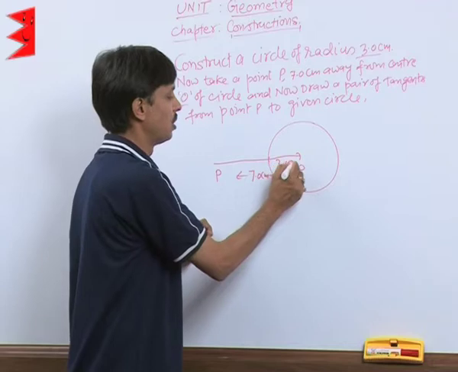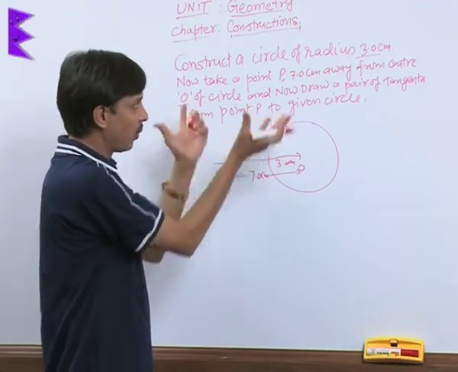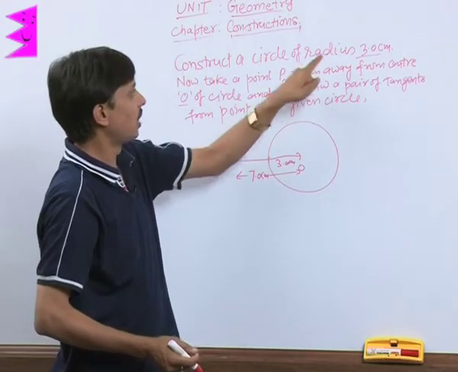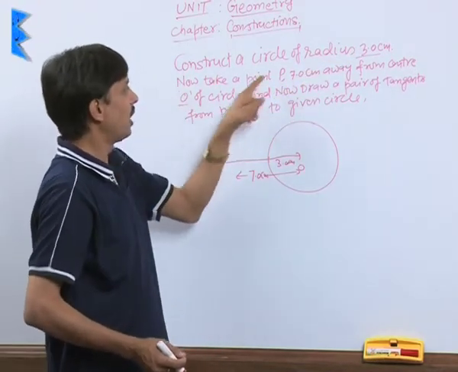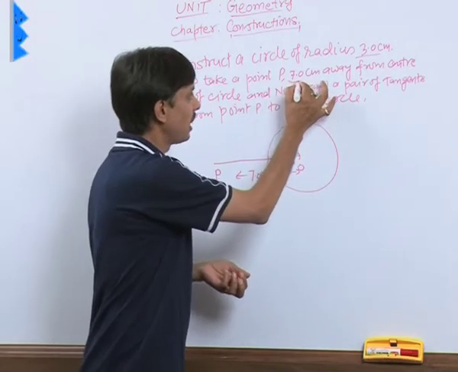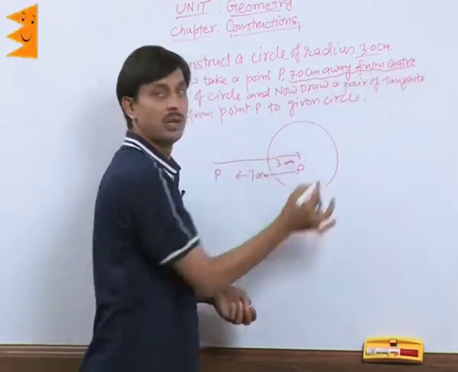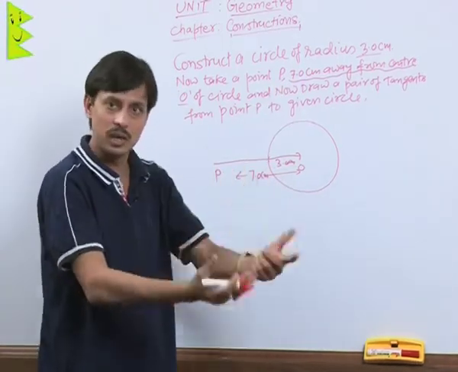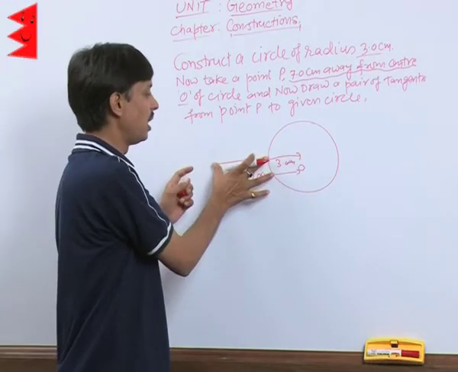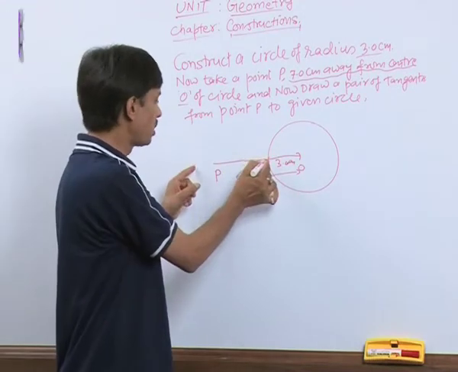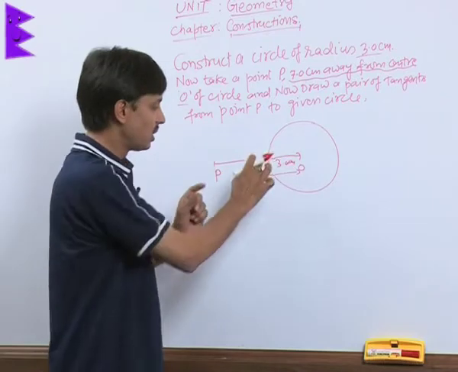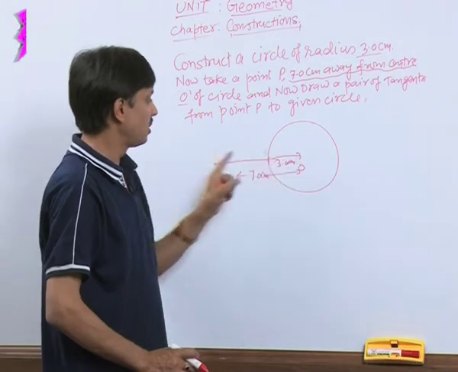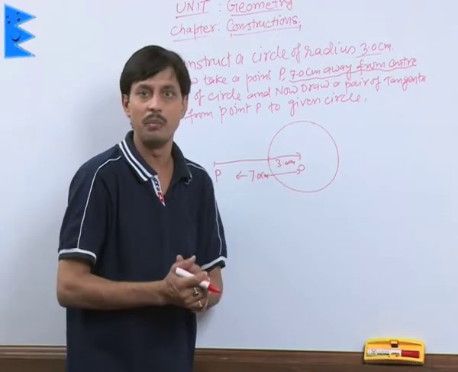3 centimeter as given. So the language of the question can also be changed like this: construct a circle of radius 3 centimeter. Now take a point P. In place of saying 7 centimeter away from the center, the question can say that it is 4 centimeter away from its circumference, because 3 is this, the remaining part is 4. Saying 4 centimeter away from the circumference or directly saying 7 centimeter away from the center has the same meaning.